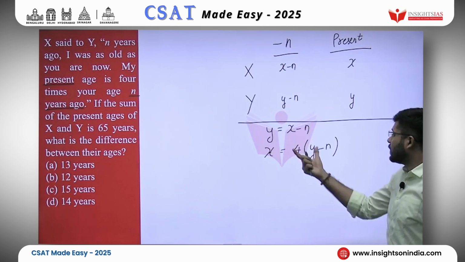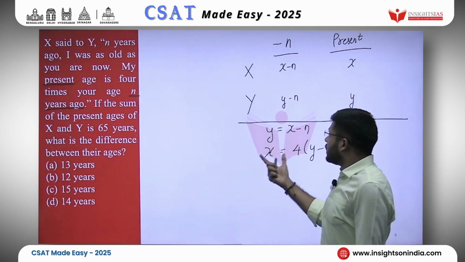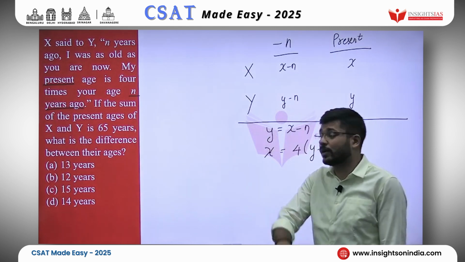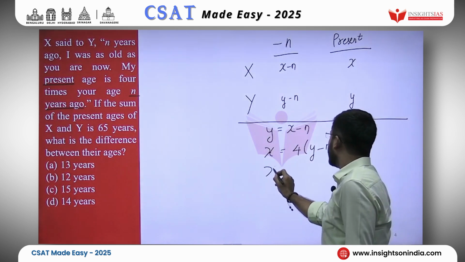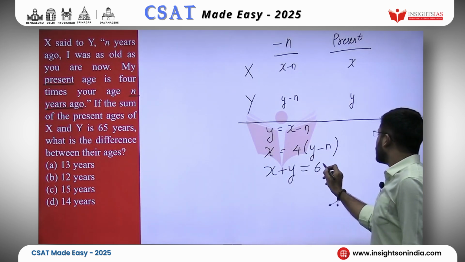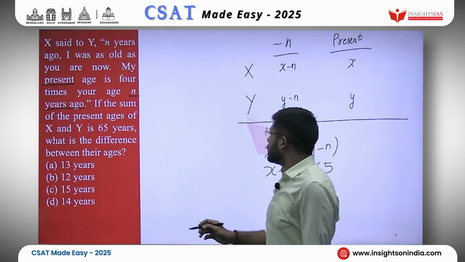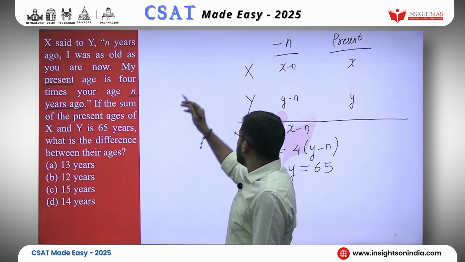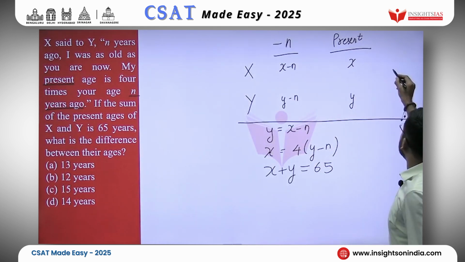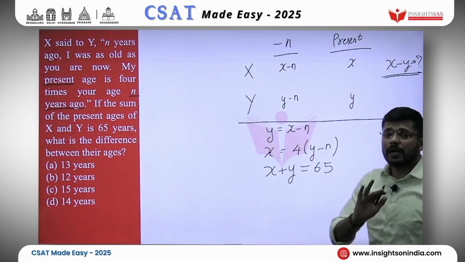Okay. We have one equation, we have another equation. However, we are not done yet. They are telling us one more thing. If the sum of the present ages of X and Y is 65 years, they are giving us some more data. X plus Y, their present ages, x plus y, that is equal to 65. Then they are asking us what is the difference between their ages. By looking at this, we can know that X is the bigger person, right? So they are asking us what is x minus y. This is what they are asking us.